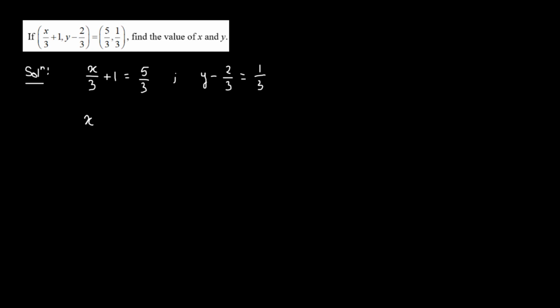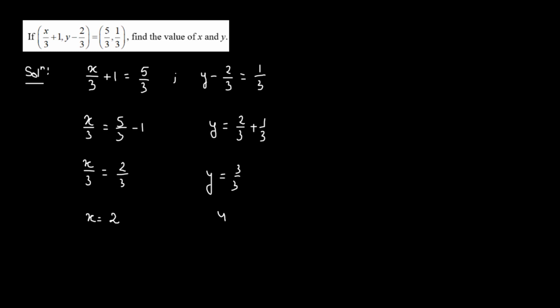So x over 3 will be equal to 5 over 3 minus 1. So that gives us x over 3 is equal to, so 5 over 3 minus 1 will be 2 over 3. So solving for x, we get x is equal to 2. Then in order to solve the second equation for the value of y, we take 2/3 to the right hand side, so that will become positive. So we have 2/3 plus 1/3, which gives us y is equal to 3 over 3, which is simply equal to 1. So this is going to be the value of x and y. x is equal to 2 and y is equal to 1.